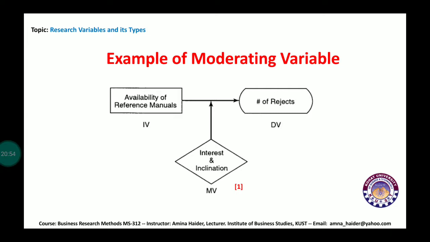Although the relationship is true in general for all workers, it is not true for workers who are not using the manual every time they need it. So thus the interest and inclination of the worker towards the manual is a moderating variable because it is strengthening the relationship between the independent variable and the dependent variable.